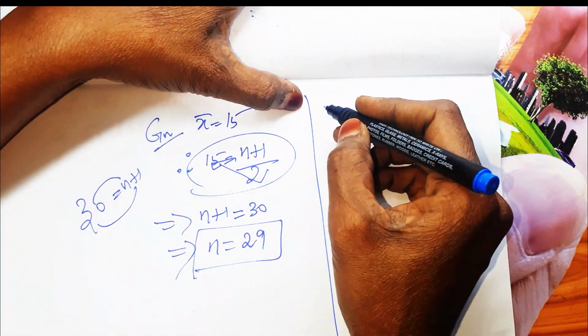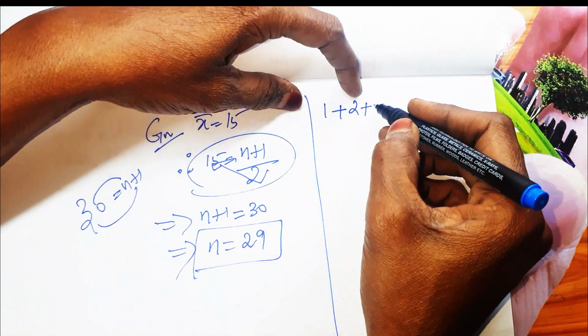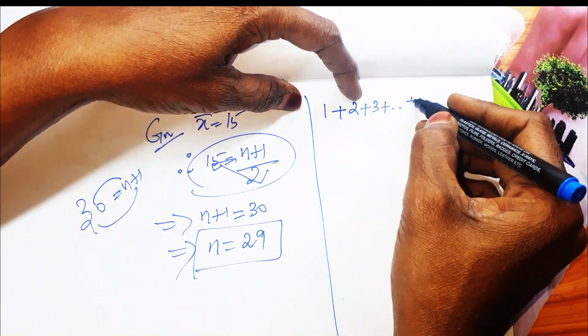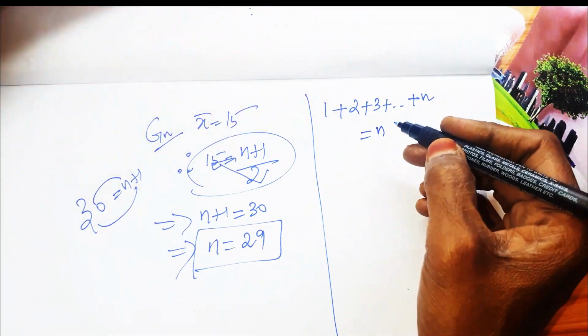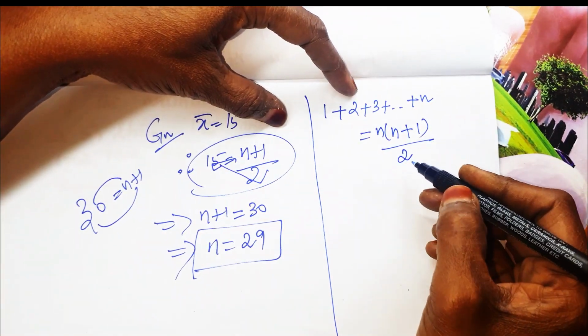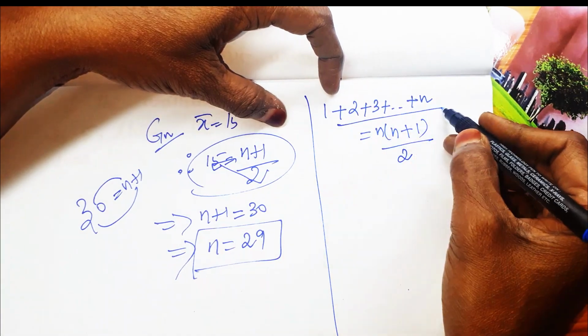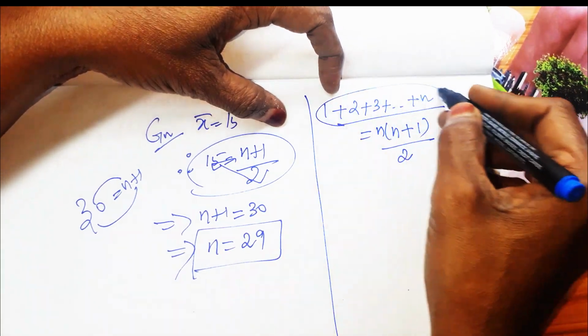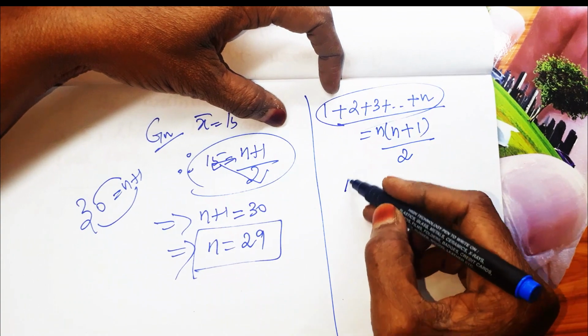I have written the formula: 1 plus 2 plus 3 plus etc. up to n equals n into n plus 1 by 2. This is the formula for adding the first n natural numbers. This we can find using AP.